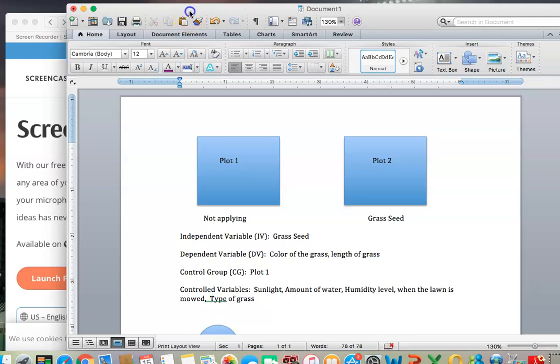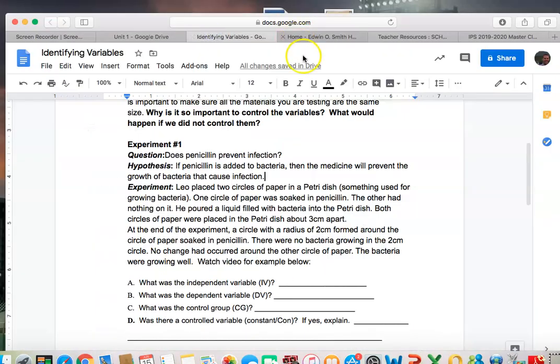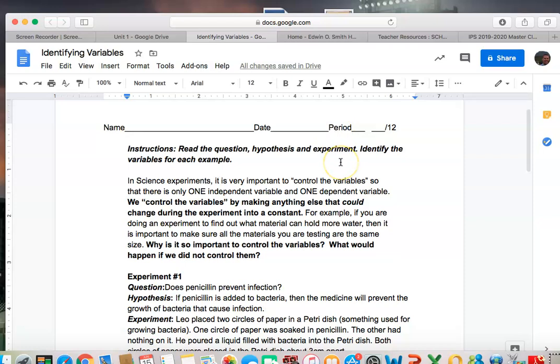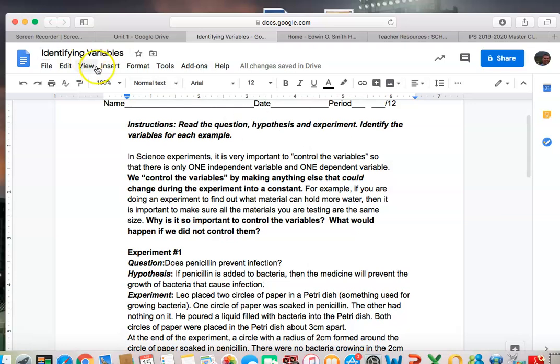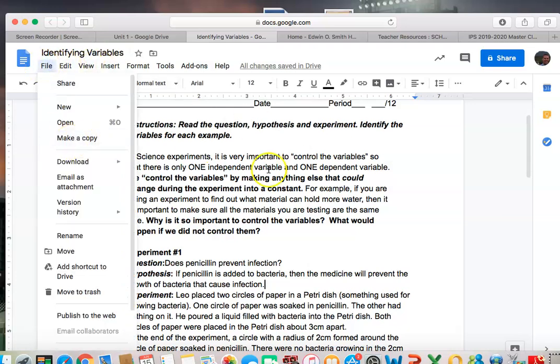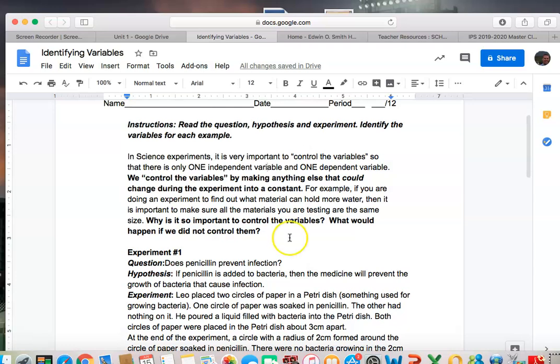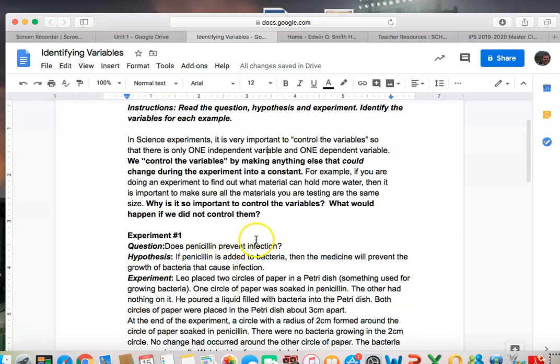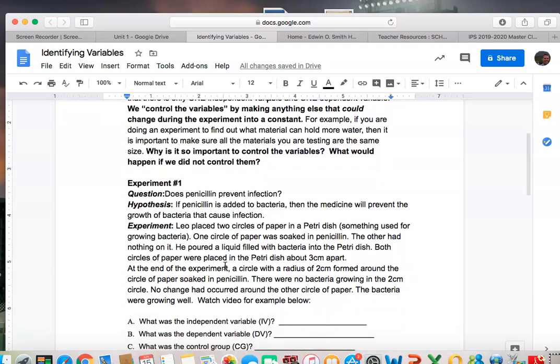The last example I want to go over, and if you feel like you've had enough practice, that's perfectly okay, but I'm going to give you some answers for your Google Doc worksheet. So your Google Doc's going to look like this, identifying variables. Make sure that you click on File, Make Copy. And then we've got a similar experiment where a control group is going to be applicable. You've got one group getting some penicillin. We are testing to see if penicillin is going to prevent infection. And then we have a hypothesis or a prediction in an if-then statement. If penicillin is added to bacteria, then the medicine will prevent the growth of bacteria that causes the infection.